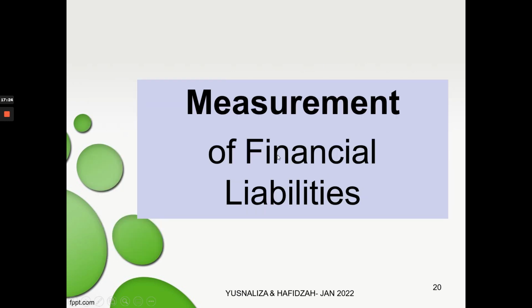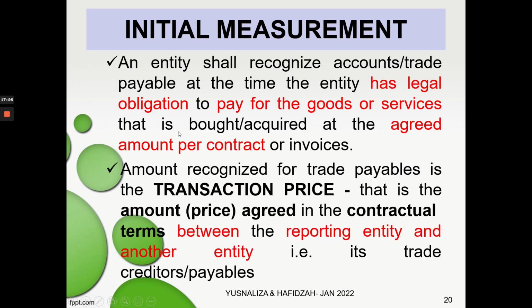Right. Now let's look at the measurement of financial liabilities. According to MFRS 9, entities shall recognize accounts payable or trade payable at the time the entity has a legal obligation, when the legal obligation arises to pay for the goods and services acquired as per the contract or the invoice.